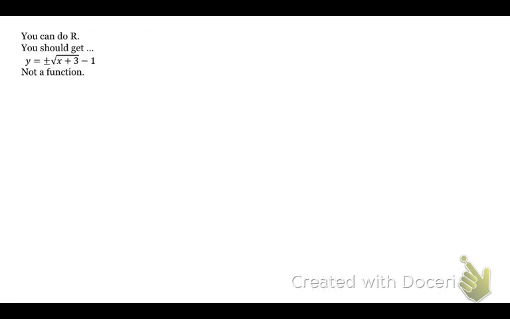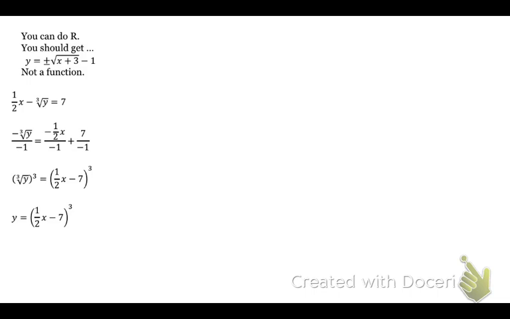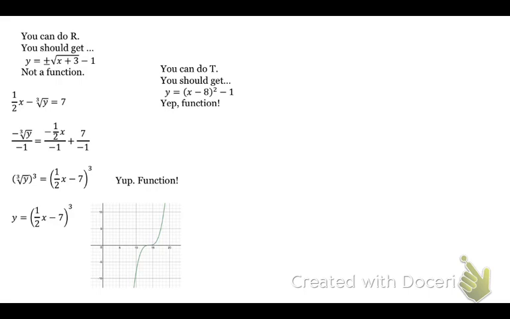You can do r. You should get plus or minus the square root of x plus 3 minus 1, and it's not a function. Now let's look at this one. I'm not sure what number this is or what letter, but you got it, I'm sure. I'm going to subtract that 1/2 x over, and I get negative cube root of y equals negative 1/2 x plus 7. Divide that by negative 1, and you get the cube root of y equals 1/2 x minus 7. Cube both sides, and you get y equals 1/2 x minus 7 cubed. Graph that, and that is a function. You could do t. You should get x minus 8 squared minus 1, and that is a function.